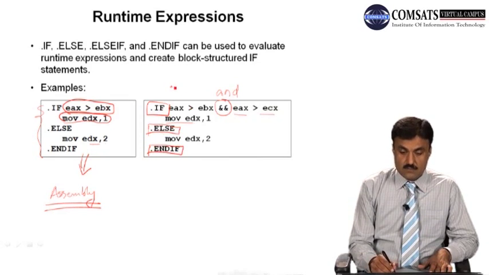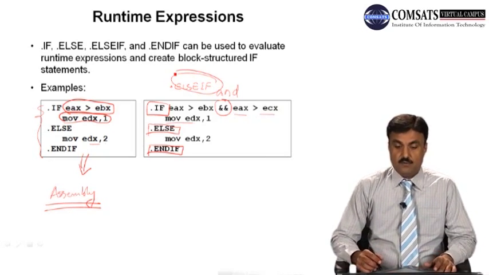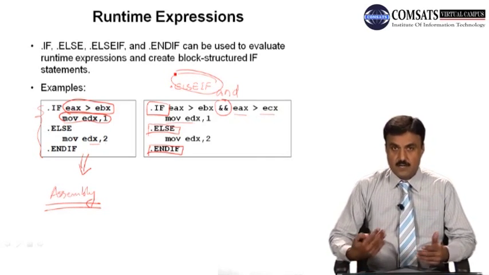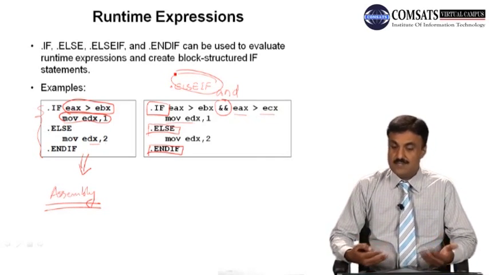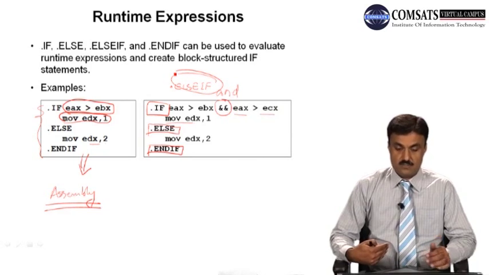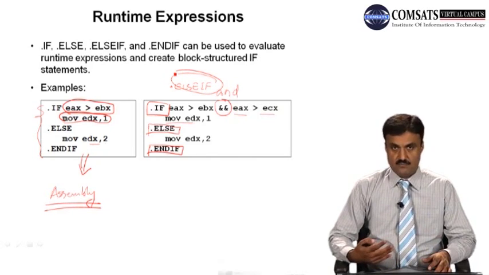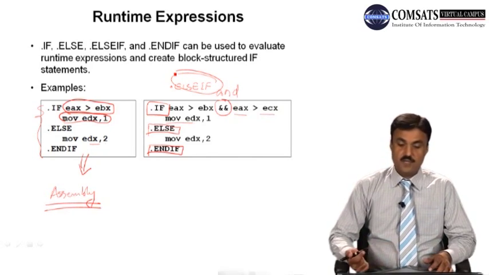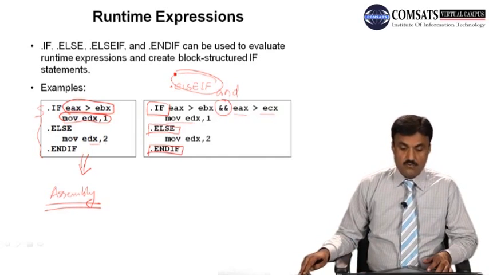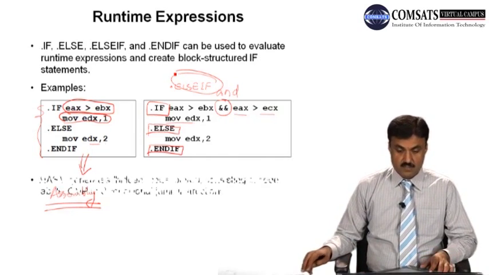and we also have another directive called the .elseif directive. You can use this if you have nested if statements, an if directive inside an if statement, and so on. This is the same logic which we use in high level languages, when we use if, else, else if, and so on. So the code will be generated accordingly by the assembler.